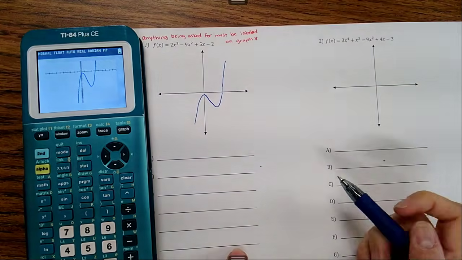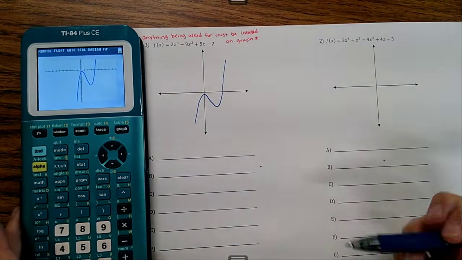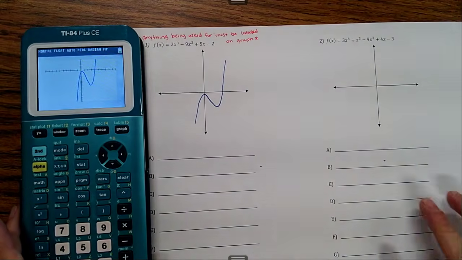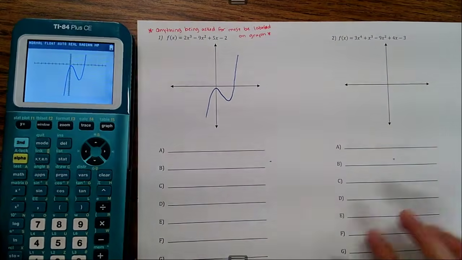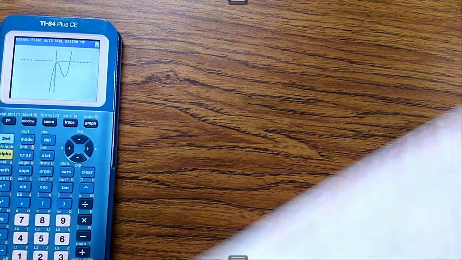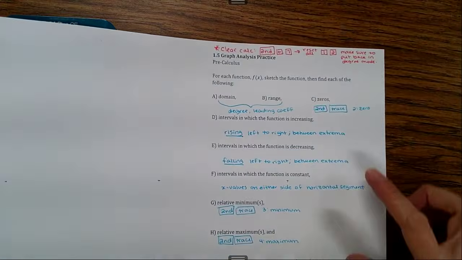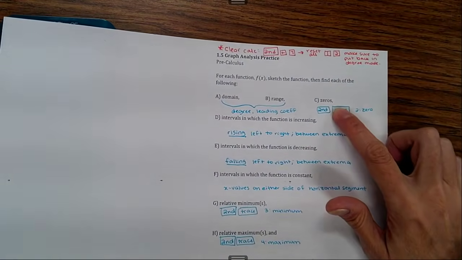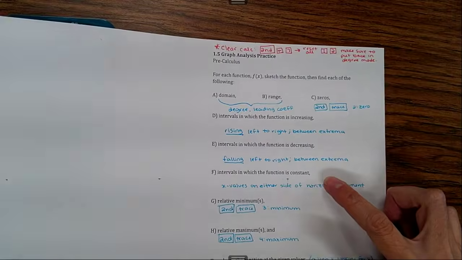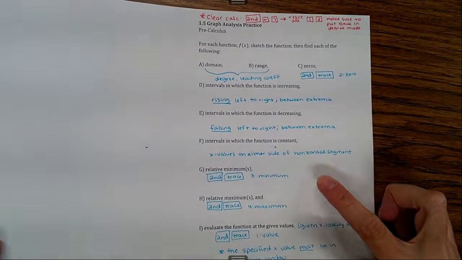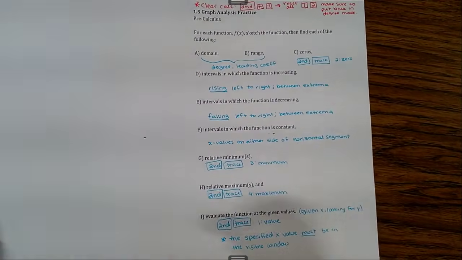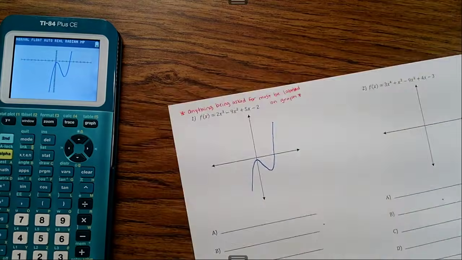Okay, it should look pretty close to what you see on your screen. And then we're going to label certain points. So we are going to be asked for the domain and range, the zeros, increasing, decreasing, the minimums, the maximums, and then evaluating.